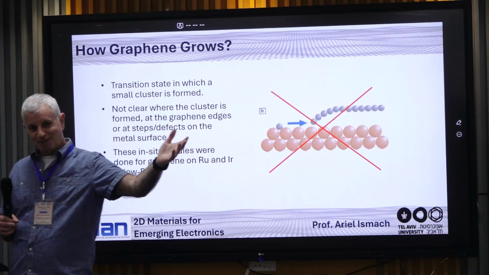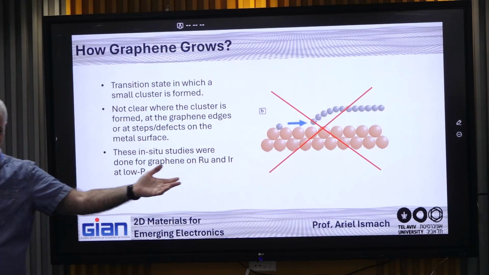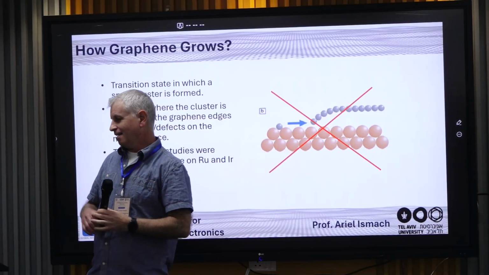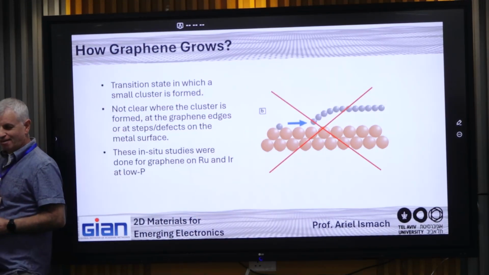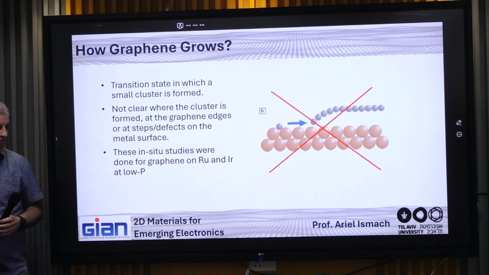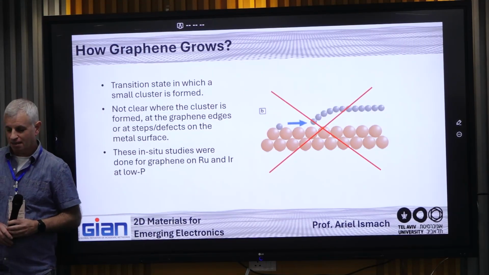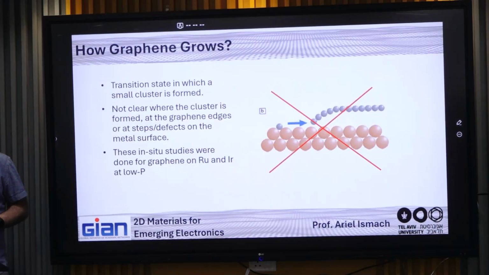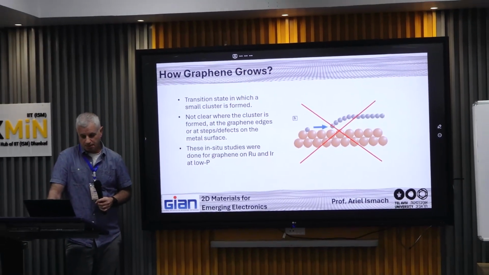And what's the size of the cluster? That's the difference between the two groups. I remember one saying 5, the other one saying 9. So I don't know what is the truth. I guess that it differs on the crystal plane and depending on the other parameters. But this is the main principle, and this is what's also very different from the growth on other substrates.